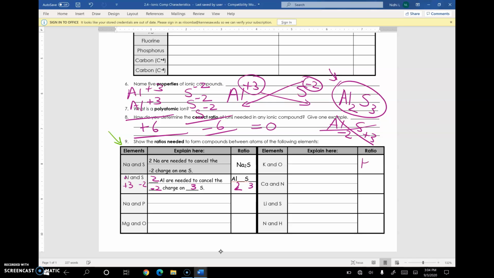So check to see if you can get K2O for this, Ca3N2 for this, for the ratio, which is the formula. Okay, and then NH3 for this. This should be Na3P, and this should be MgO.